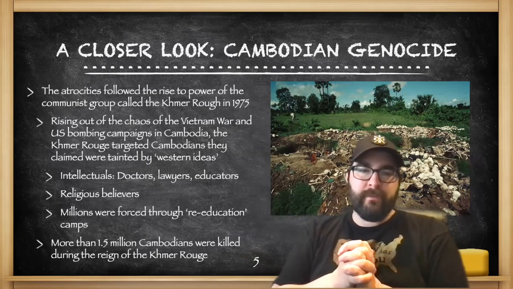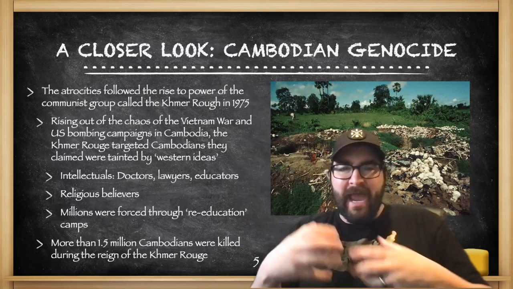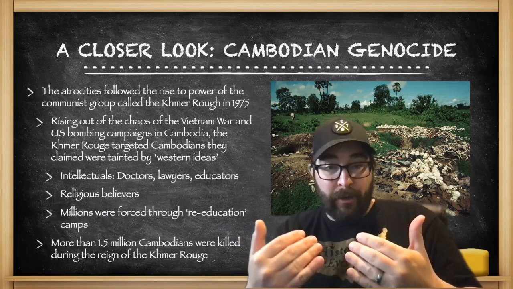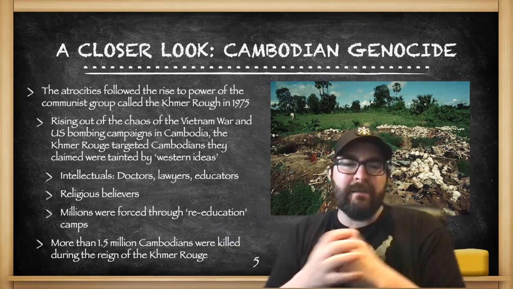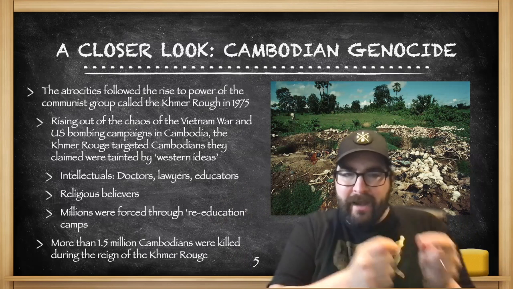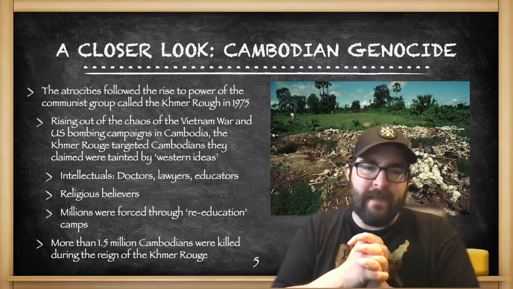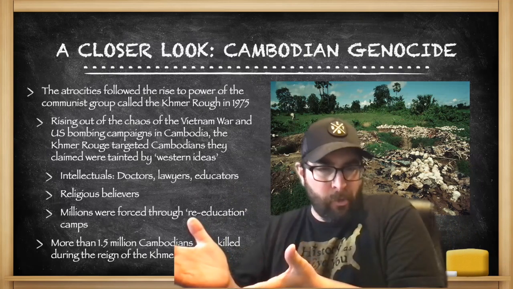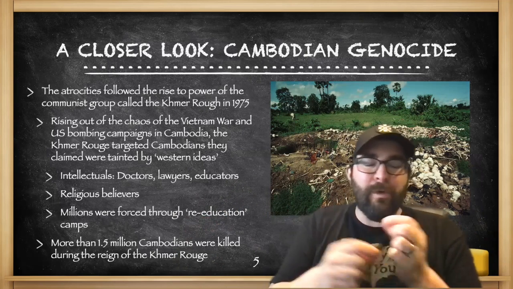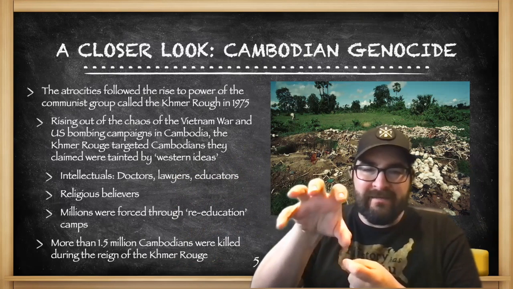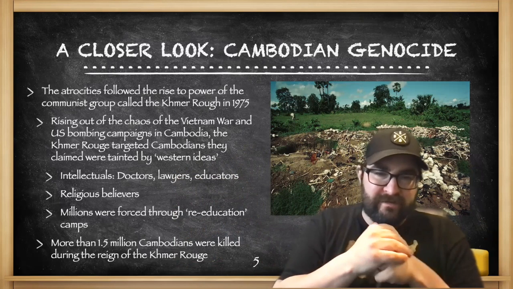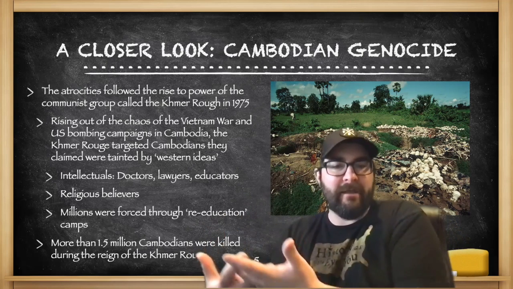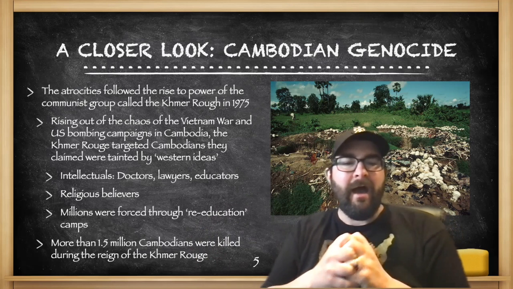Fast forward to the 1970s, and it's another example of an extremist group rising to power and targeting populations. And this is going to be the Khmer Rouge. It's a radical communist group that takes control of Cambodia in the 1970s. Now, this is going to rise out of the chaos of the Vietnam War, but it's after the Vietnam War, where the United States had done some bombing campaigns in Cambodia along the border regions. And the Khmer Rouge used this as a propaganda tool to grow their influence.